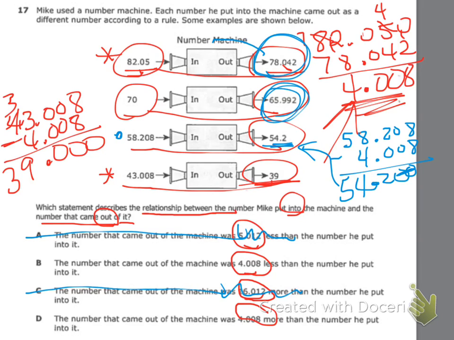The number that came out was less than what he put in. Okay? Look at D. The number that came out of the machine was more than the number he put in. That's not true. The number that came out is less. The number that came out is not more than what was put in. So that means this one is not the correct choice, and B is our answer.